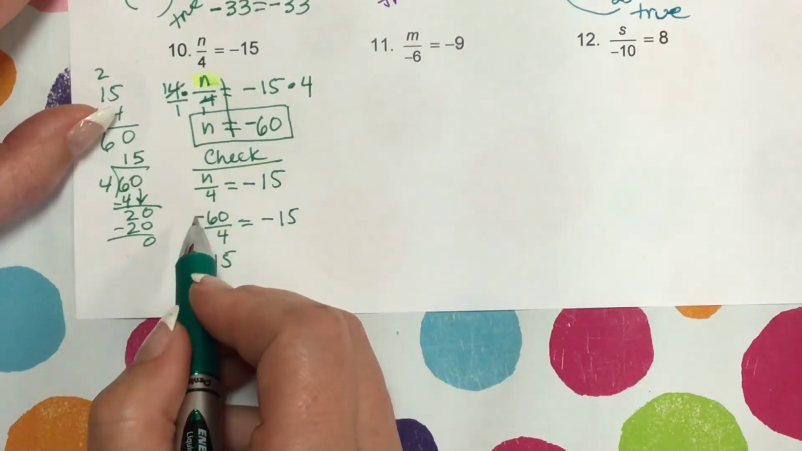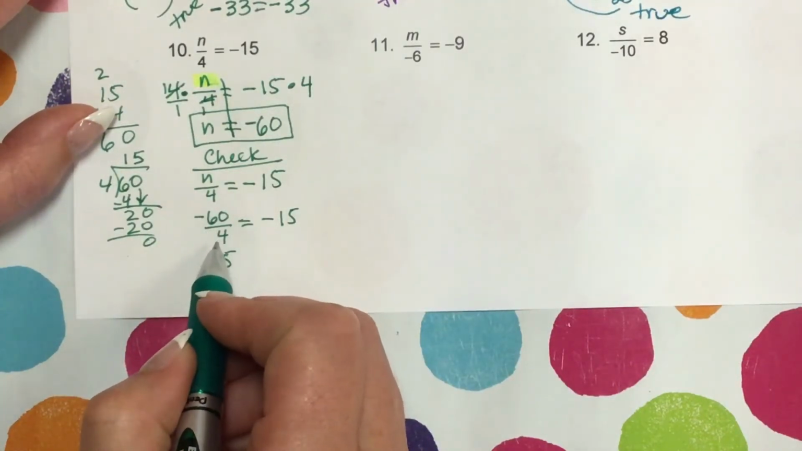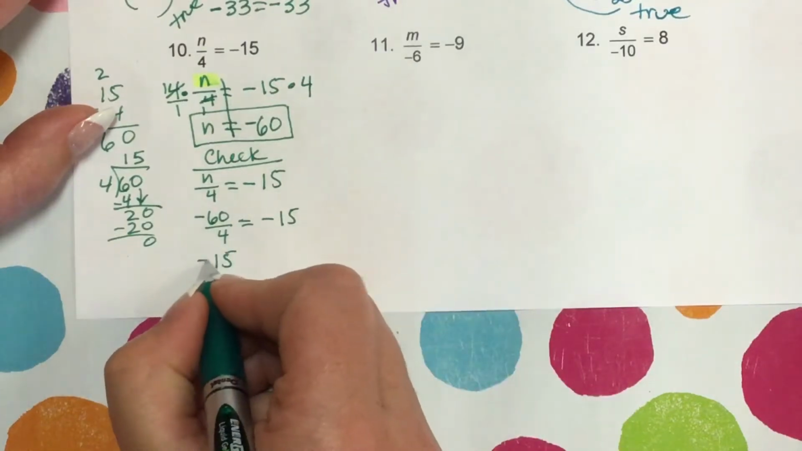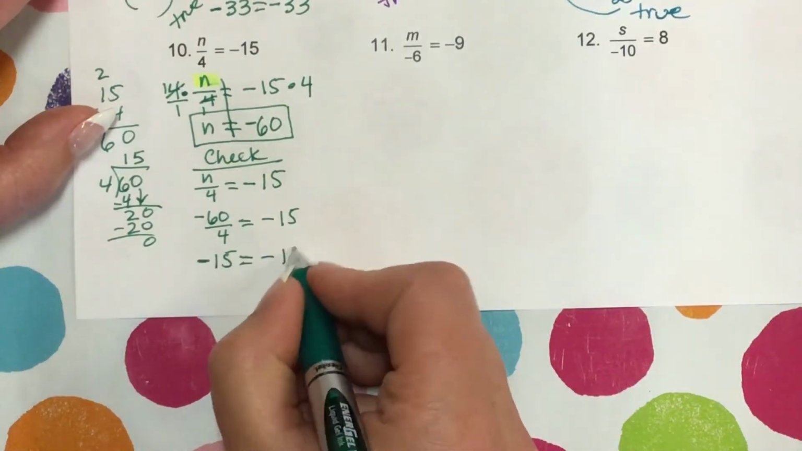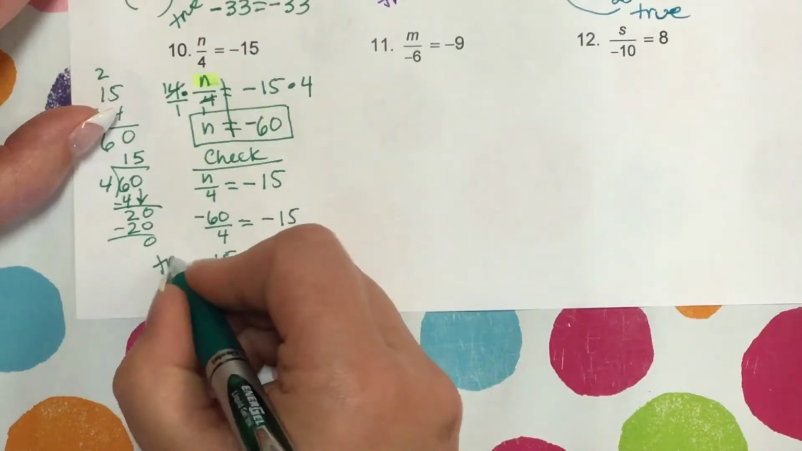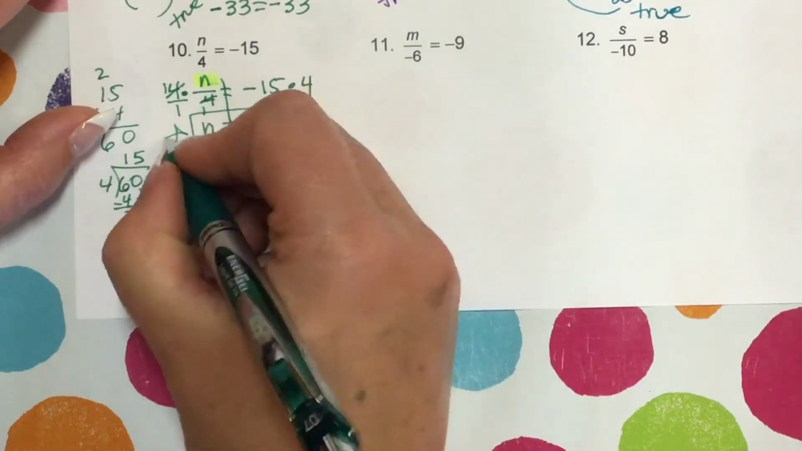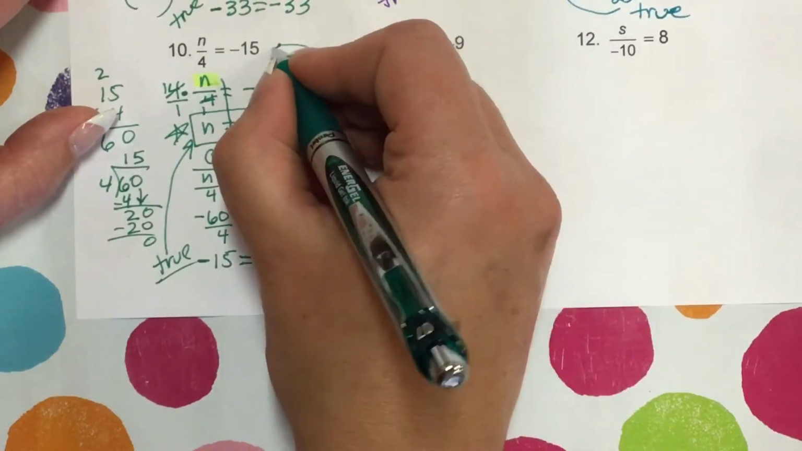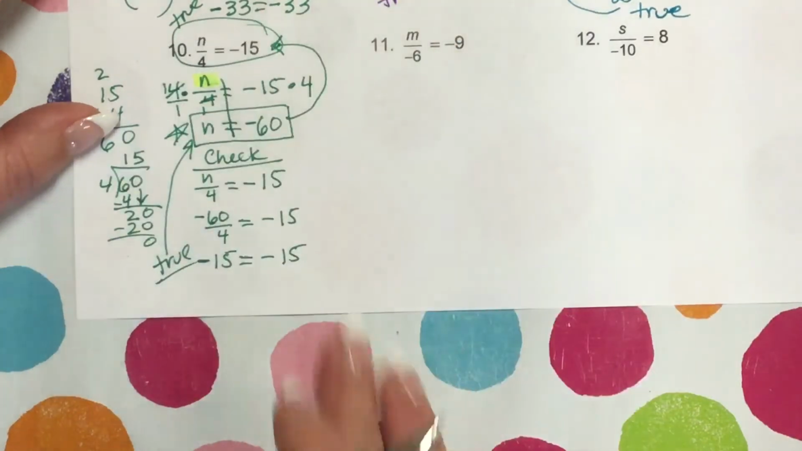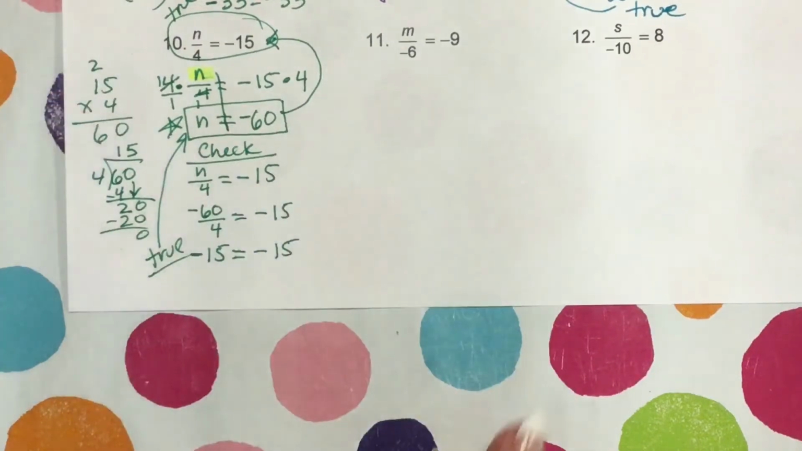But we have a negative divided by a positive, and a negative divided by a positive is always a negative. So we have negative 15 is equal to negative 15. So that is a true statement. So that means our answer of n equals negative 60 is the solution to the original equation right here. So we did it correctly. All right, woohoo! On to number 11.